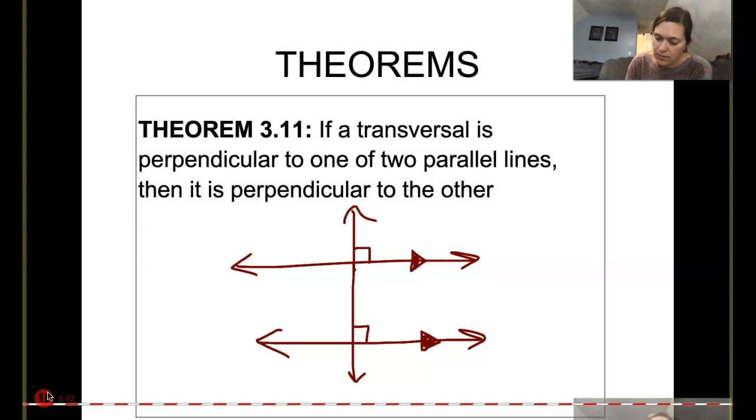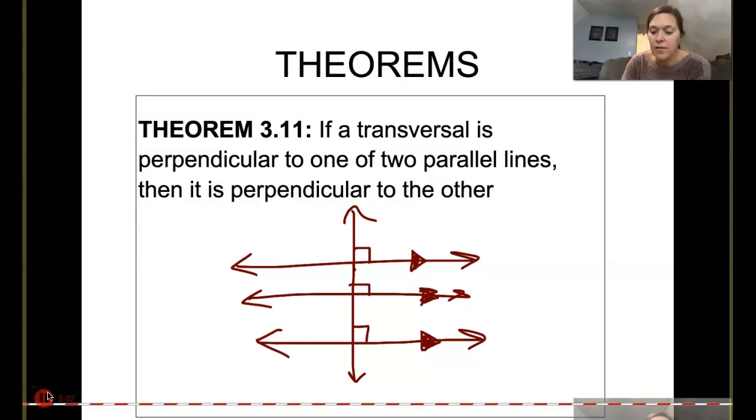Why? Well, remember these are corresponding angles. And when my lines are parallel, corresponding angles are congruent. So if that top one is 90, then the bottom one is 90. So that's what this theorem is telling us. So if it's perpendicular to the first parallel line, it's going to be perpendicular to the second parallel line. It would also be perpendicular to a third parallel line. If I added that into the mix, it would be perpendicular there too.